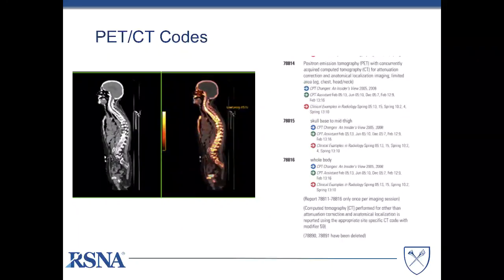The PET-CT CPT codes 78814 to 78816 are used to report a PET and CT concurrently obtained at the same session on a PET-CT integrated system where the CT portion of the study is co-registered with the PET images. PET-only imaging without CT is reported with a different code set.